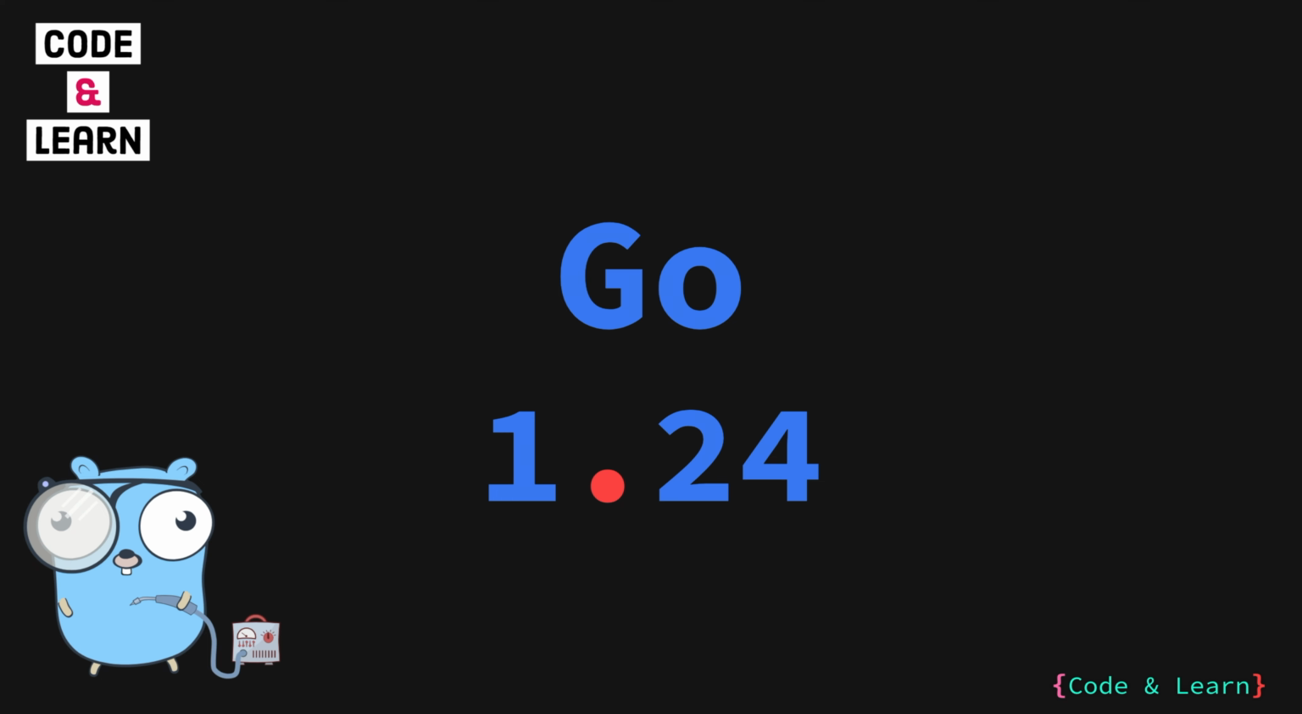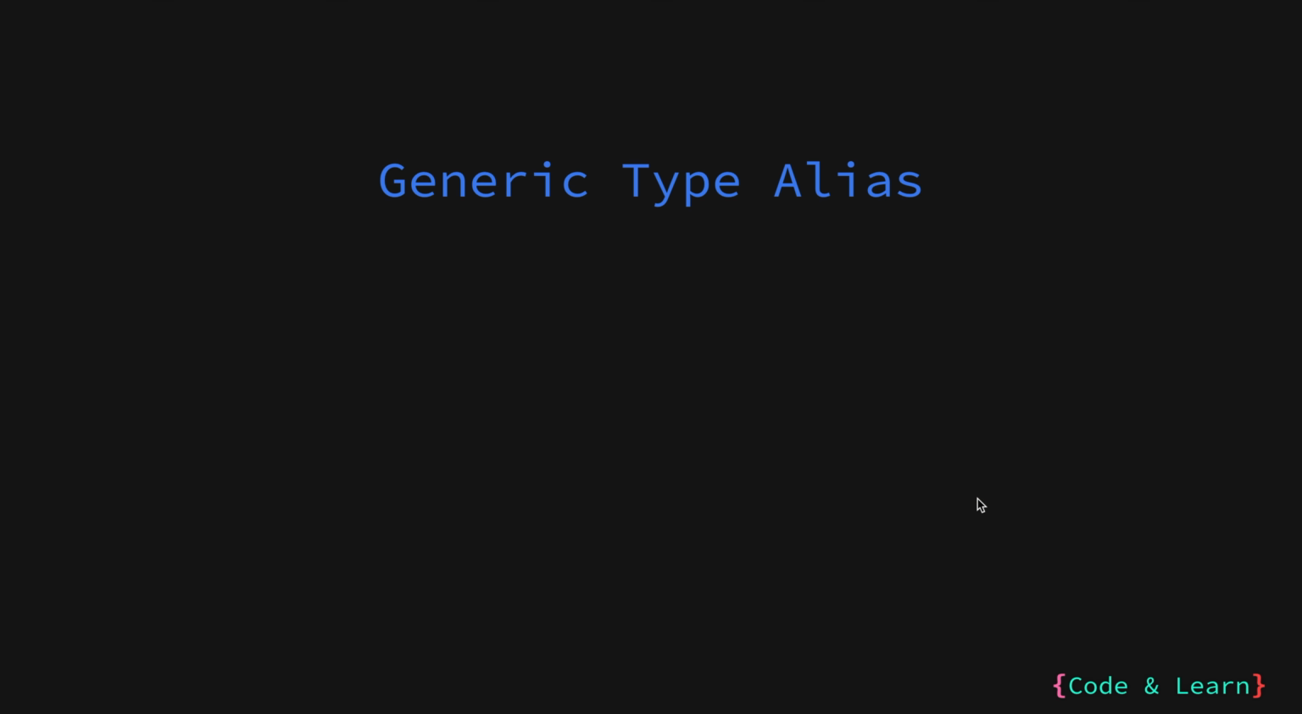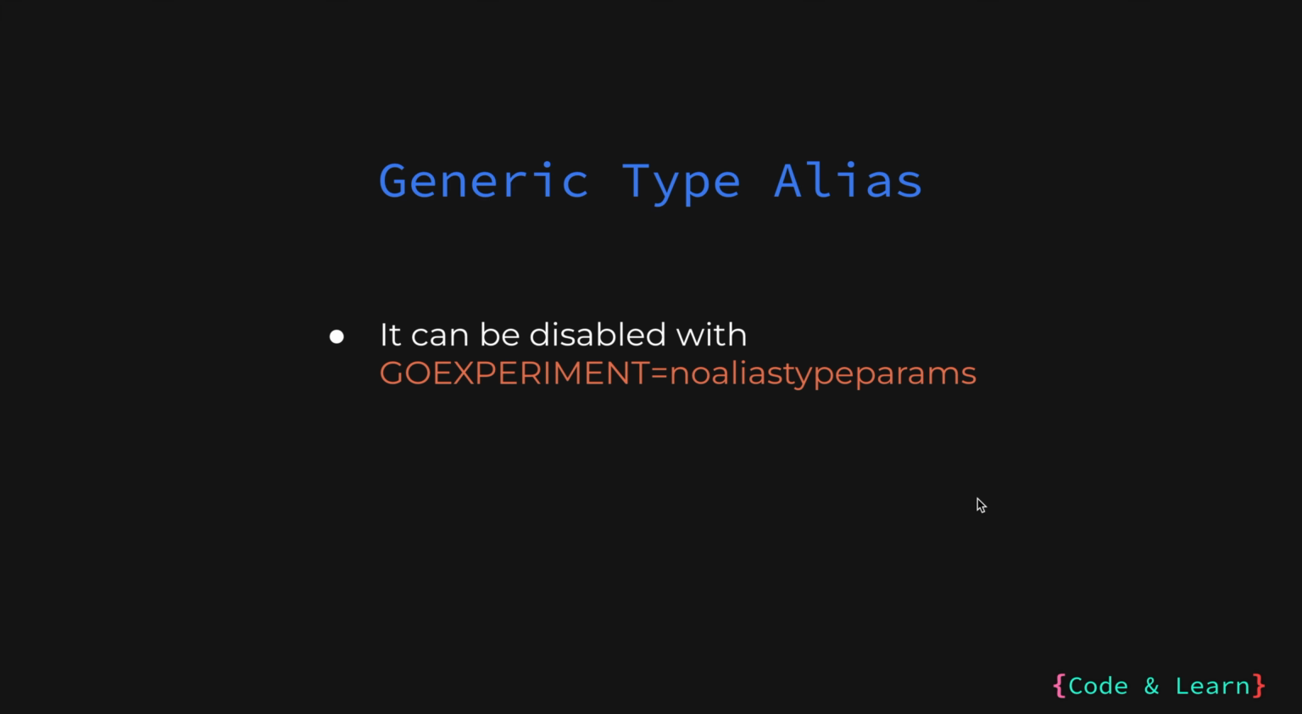The release of Go 1.24 is around the corner. In this video, I will cover what's new and what has changed with Go 1.24. So let's get started. This version of Go brings generic type alias support. This is one of the highlights of this version. If you want to disable generic type aliases, you can use the GOEXPERIMENT=noaliastypeparams environment variable.